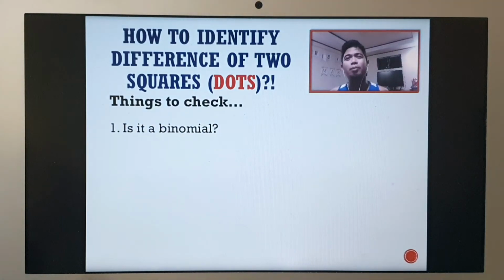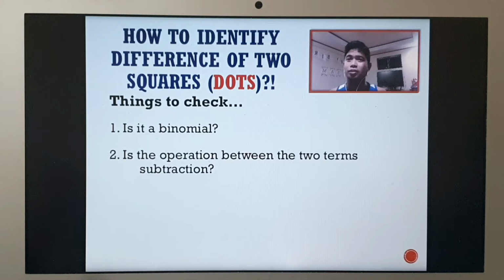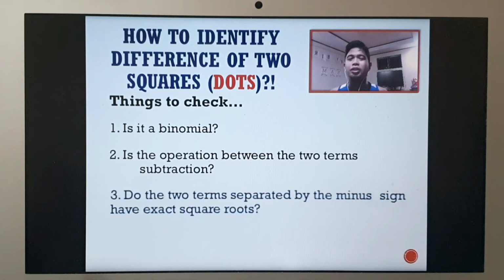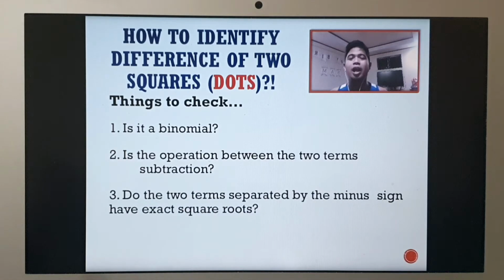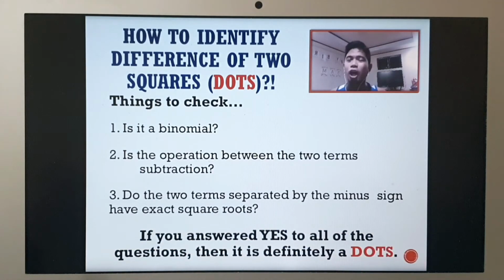Remember that a binomial is a polynomial with two terms. Number 2. Is the operation between the two terms subtraction? Number 3. Do the two terms separated by the minus sign have exact square roots? If you answered yes to all of these questions, then it is definitely DOTS, or difference of two squares.